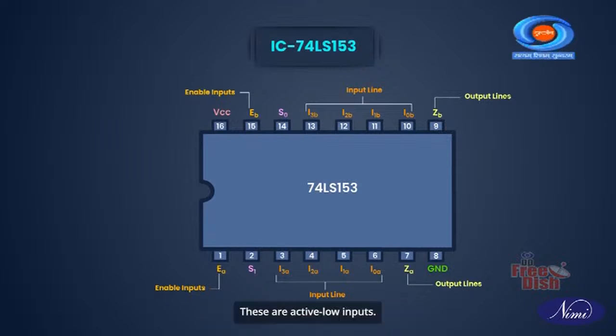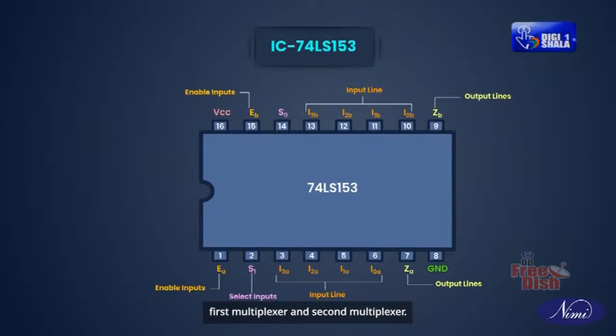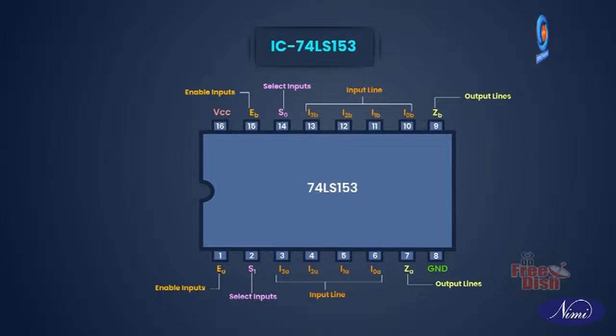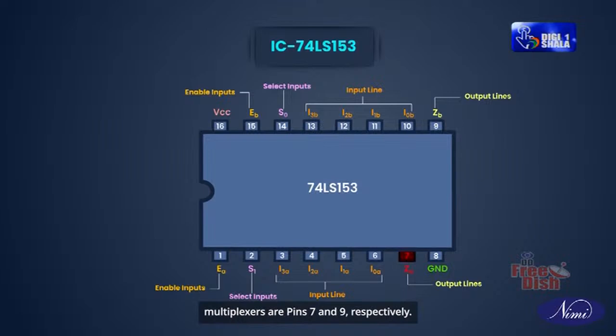These are active low inputs. Pins 14 and 2 are the select inputs for the first multiplexer and second multiplexer. Pin 8 is connected to ground (GND) and pin 16 is connected to the supply voltage (VCC). The outputs of the first and second multiplexers are pins 7 and 9 respectively.